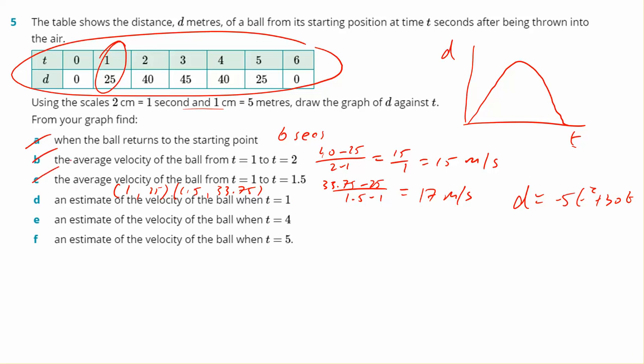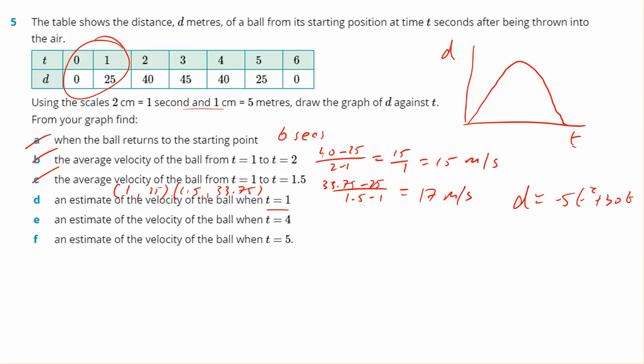So that's done. Estimate the velocity when t equals 1. I won't go through every single one. For t equals 1, you could use these 2 points to estimate that. You're getting a point close by. So 0 is a point close by. What's the average velocity? You use those 2 points. For t equals 4, you might want to use these 2 points.